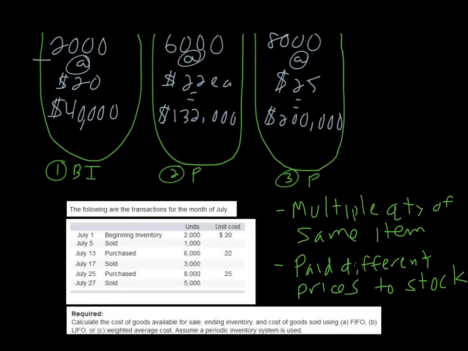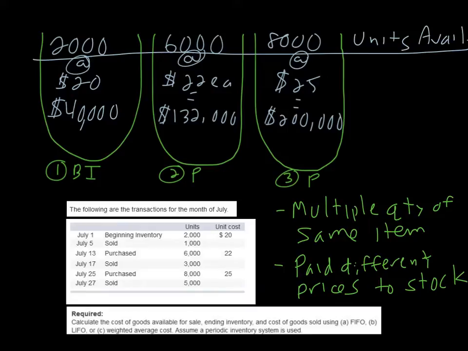If you look at this top line here, this is units available. And how many do I have here? It's 2,000 plus 6,000 plus 8,000, which is 16,000 units. Which means that during the month of July, I have 16,000 copies of this video game. Again, I'm assuming that it's the Madden video game that I'm selling here. I have 16,000 copies that are available to sell. And then how much did those 16,000 copies cost me in total? That's going to be this line here.